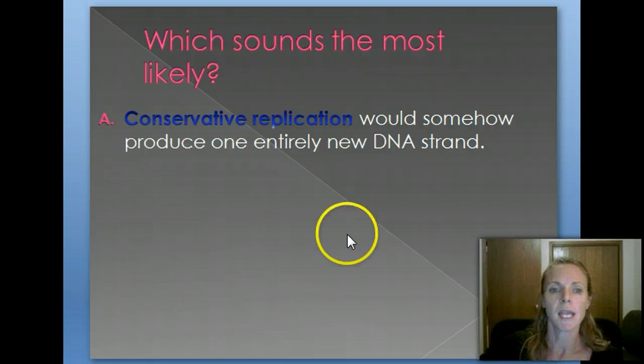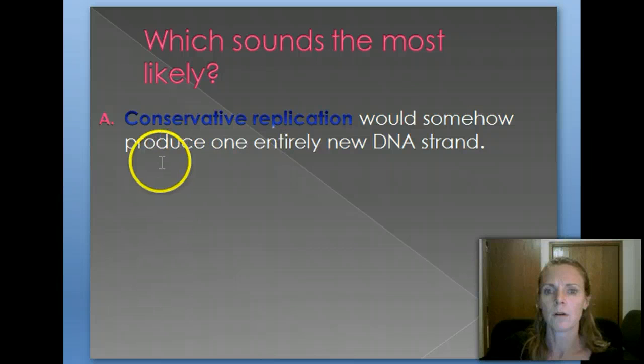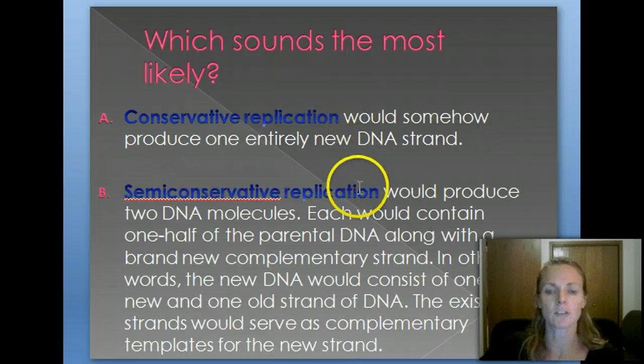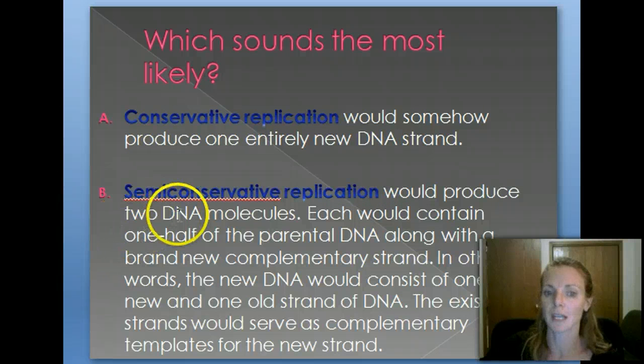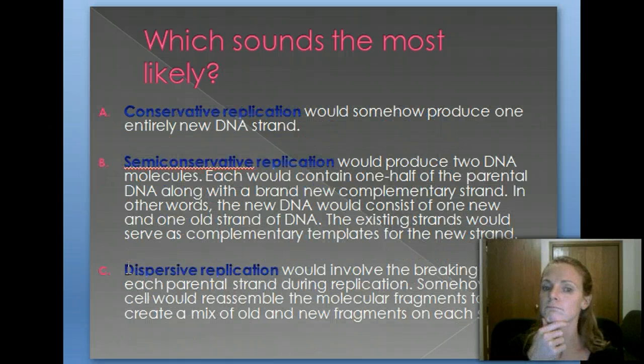Is it A, conservative replication, where somehow they produce one entirely new DNA strand? How about B, semi-conservative replication, where this would produce two DNA molecules, each containing one half of the parental DNA along with a brand new complementary strand? In other words, the new DNA would consist of one new and one old strand of DNA. The existing strands would serve as complementary templates for the new strands. Sound pretty good? Okay, third one, C, dispersive replication, would involve the breaking of each parental strand during replication. Somehow the cell would reassemble the molecular fragments to create a mix of old and new fragments on each strand.